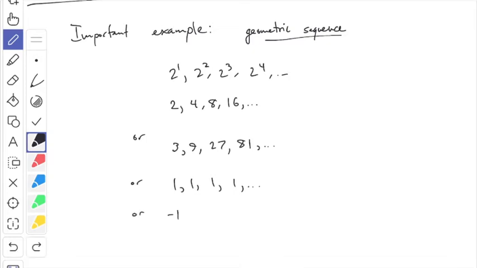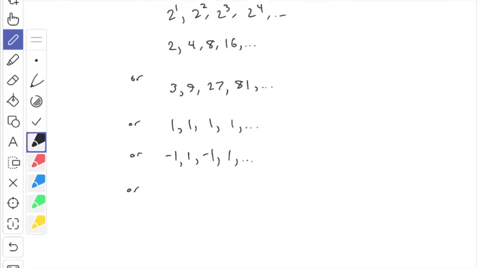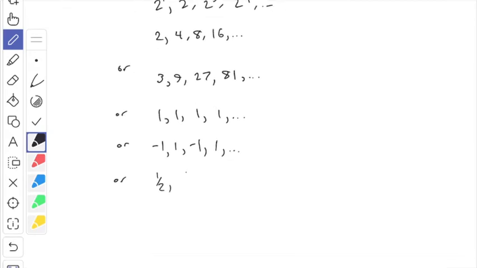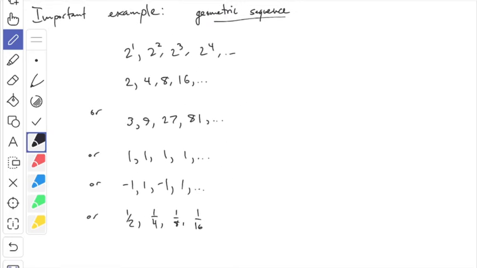Actually, the powers of -1 gives you that sequence that we talked about before, right? -1, 1, -1, 1. Or you could even do the powers of, say, a fraction. 1/2, then you get 1/4, then you get 1/8, then you get 1/16, all right? All of these are examples of a sequence that you get by just taking powers of the same number over and over again, all right?